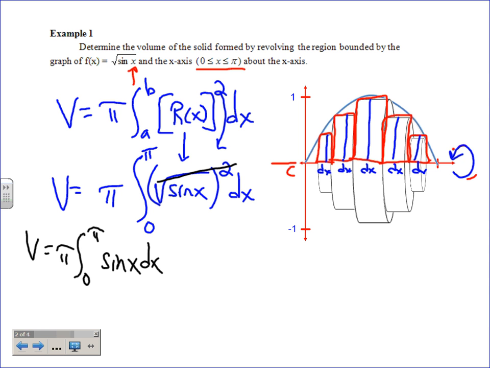Is that something we know how to integrate? Do we need substitution, integration by parts, or anything like that for this one? No, it's just flat out. So here we go, pi is out front. I like to put brackets. I don't know why I do that, but it just makes me feel more comfortable when I have that pi out front, so I remember to distribute it. Well, the derivative of sine is cosine, so the antiderivative is negative cosine of x.